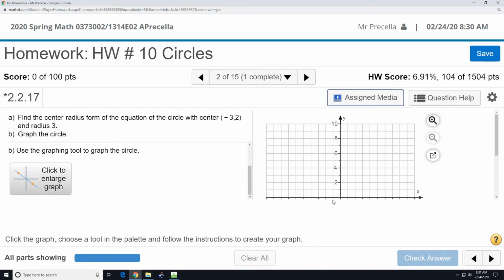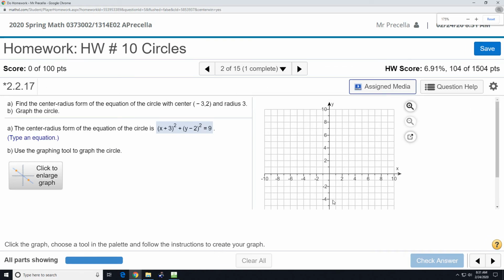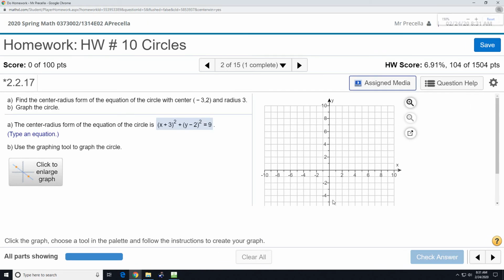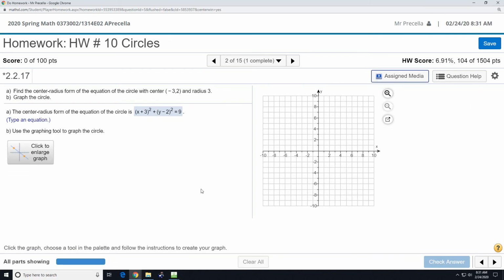Oh, it's not showing because it's too big. I'm going to have to... There. Okay, I still got to go down a little bit more there.